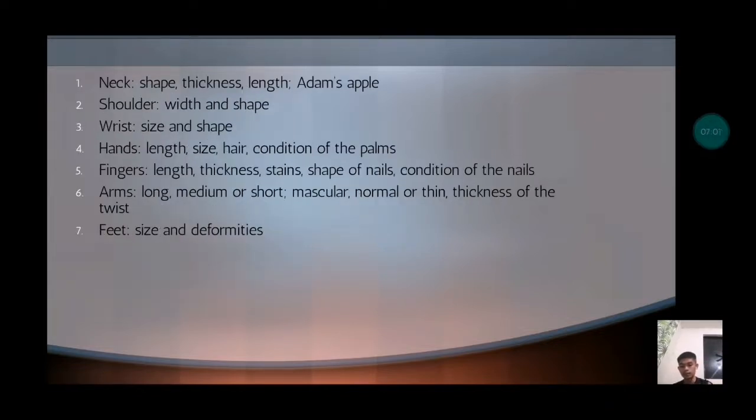In the neck: shape, thickness, length, Adam's apple. In the shoulder: width and shape. In the wrist: size and shape. And hands: length, size, hair, condition of the palms. Fingers: length, thickness, stain, shape of nails, condition of the nails. In arms: long, medium, or short, muscular, normal, or thin, thickness of the wrist. And lastly is feet: size and deformities.